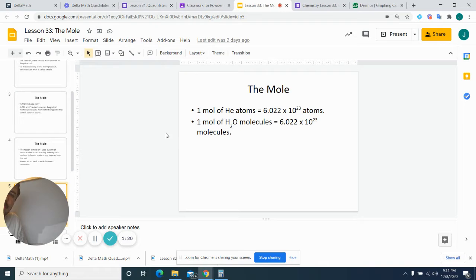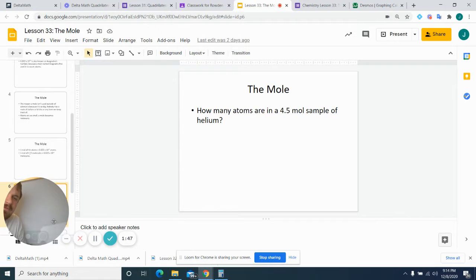Here's an example of what we would do. We would just say 1 mole of helium atoms instead of saying 6.022 times 10 to the 23rd atoms. Imagine writing this without scientific notation. That means you're going to move the decimal over 1, 2, 3, and then add 20 zeros and go 20 more times. Imagine writing that number every time. Instead, you can just say, I have a mole of helium atoms. It means you have this many helium atoms. Or a mole of water molecules. It means you have this many water molecules.